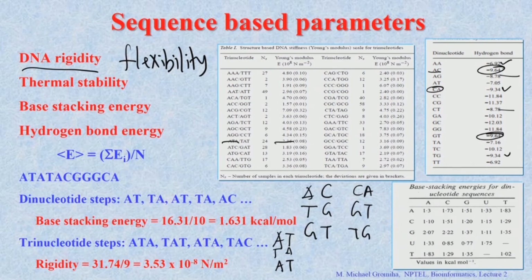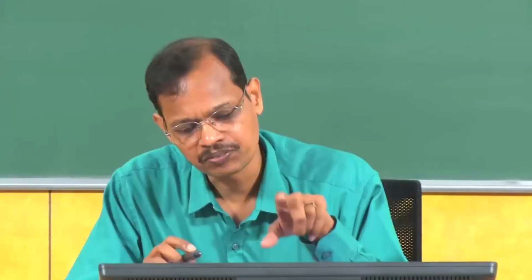Also, if you take CCC or GGG, that is rigid, with a value of 6.07. If you compare with the known, expected values, most of them match. The main problem with this table is that in some cases we have less data.